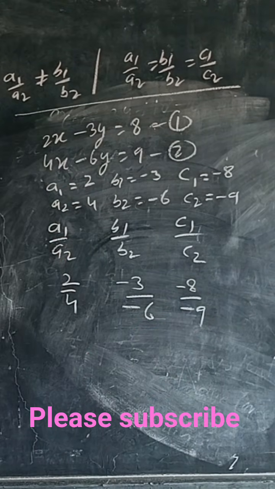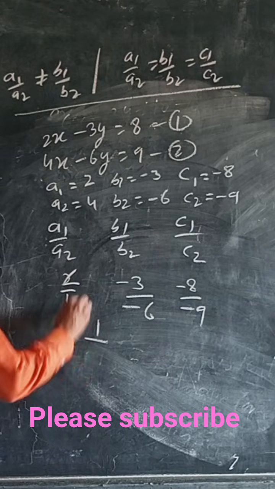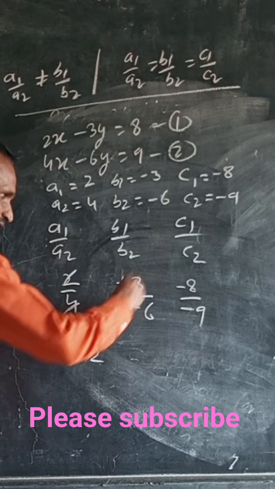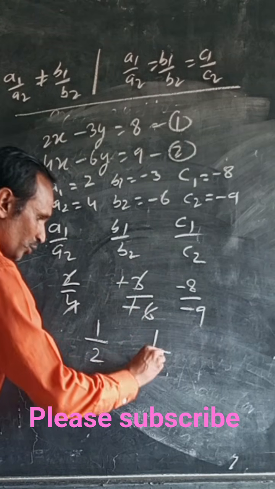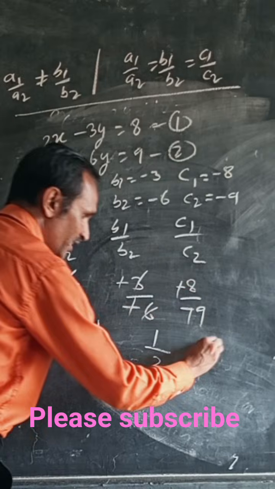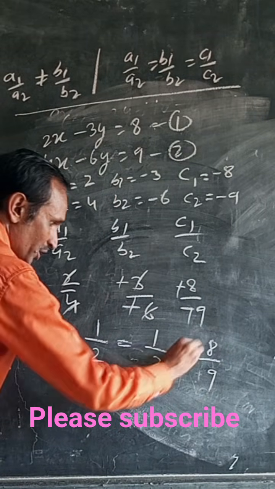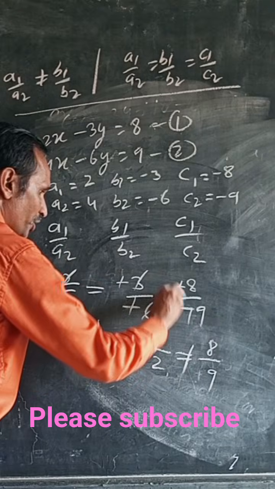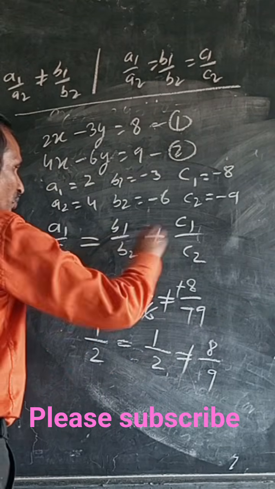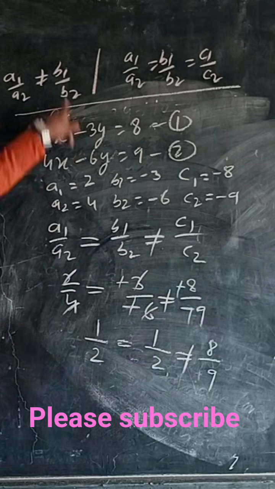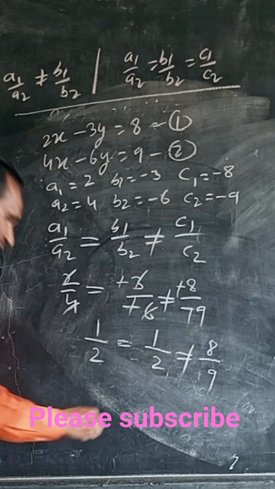We have to check whether they are equal or not. 2 1s are 2, 2 2s are 4, minus minus cancel, 3 1s are 3, 3 2s are 6, and this minus minus cancel, 8 by 9. This is equal, but this is not equal. And this is not equal, saying that it is inconsistent.